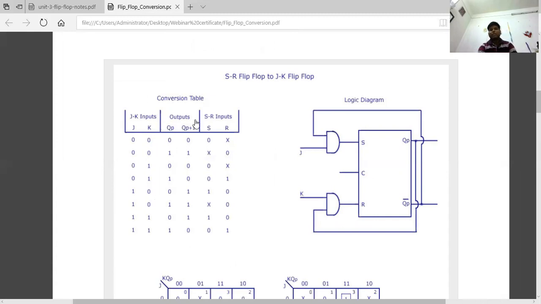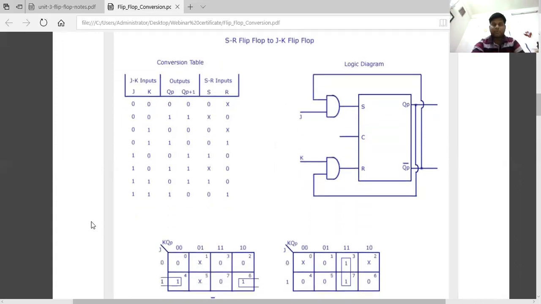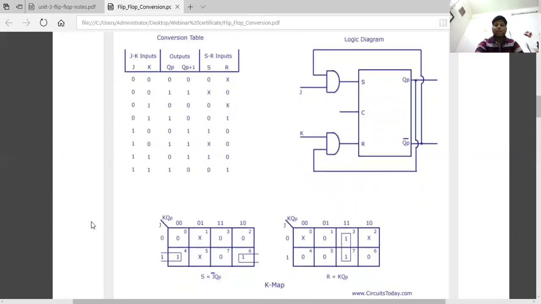So this is the conversion table between JK flip flop and SR flip flop. After that we have to draw a K-map solution. In the K-map solution we have to draw one for the S condition, and another one for R. We have to solve the K-map for the S condition, and we have to solve the R condition.